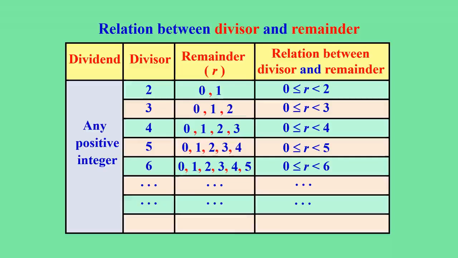We can continue this process. For any positive integer as a dividend and any positive integer as a divisor, we can also establish a relation. Let the divisor be b and the remainder be r, then from the above pattern the relation between b and r is 0 less than or equal to r less than b.